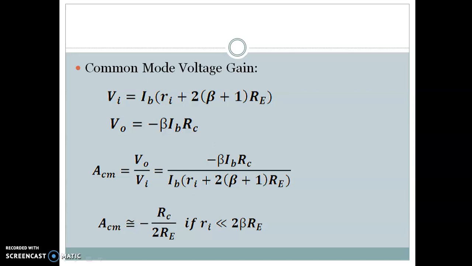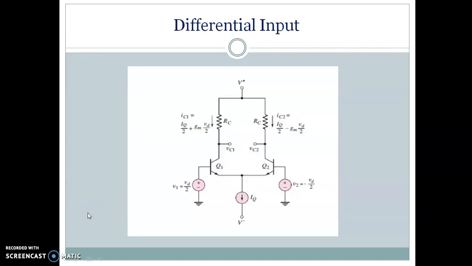So therefore, your ACM could be made minimum. Next, differential mode. We'll come to the differential input, how your circuit behaves and what your voltage gain is. In case of differential mode, we mentioned that it is opposite signals, opposite phase signals we feed to both the transistors.